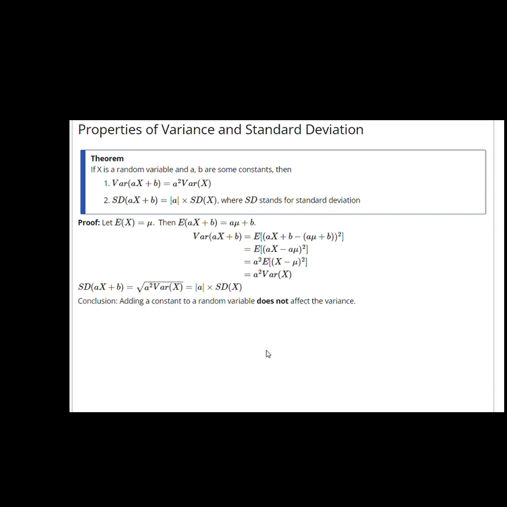In conclusion, adding a constant to a random variable doesn't change the variance. Multiplying by a constant changes the variance by a factor of a squared. It changes the standard deviation by a factor of a.